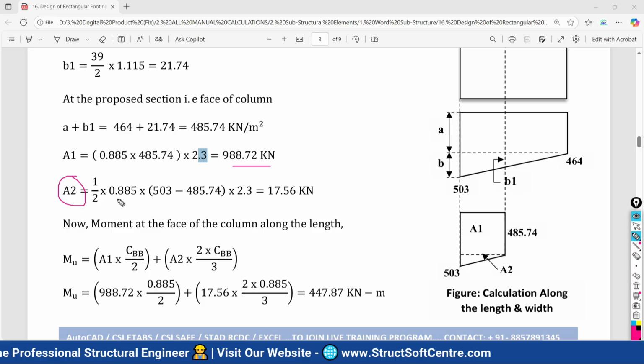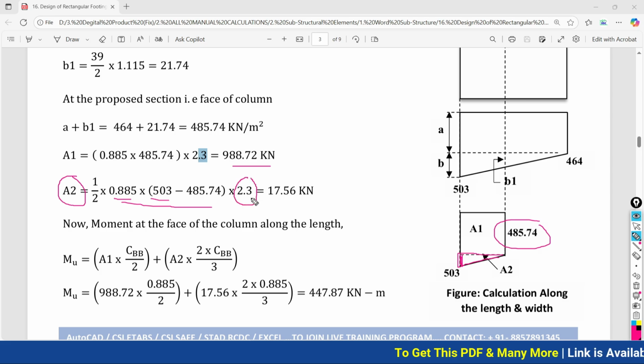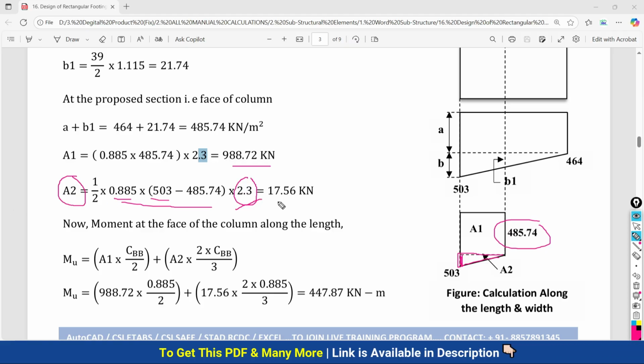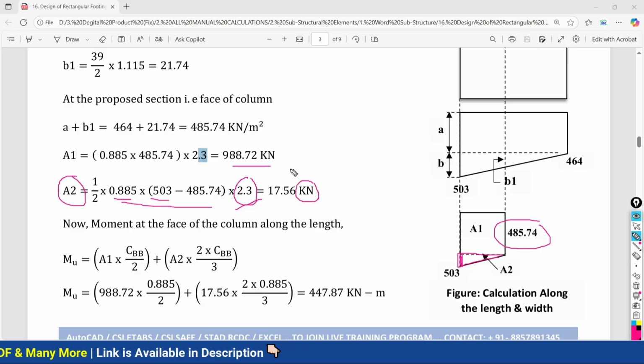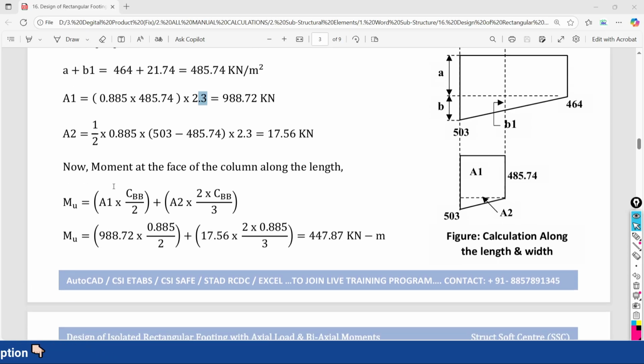Likewise, area 2 will be what? 1 by 2 base, which is again your projection 0.885, multiplied by this triangle height. How will you get this value? 503 minus 485.74. So you will have this area, 1 by 2 base into height, multiplied by the length over which it is going to be distributed. So 2.3 is the length of your footing. Now we are getting area 2 as 17.56 kilonewton, representing it in kilonewton.